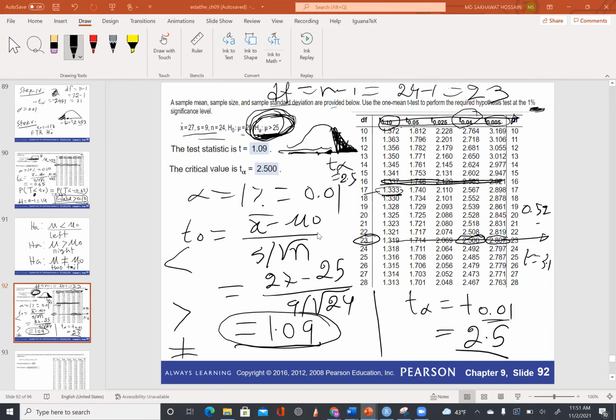Okay, so how do you know when we accept and reject? For the p-value, if the p-value is less than alpha, you will reject. If the p-value is greater than alpha, you fail to reject.